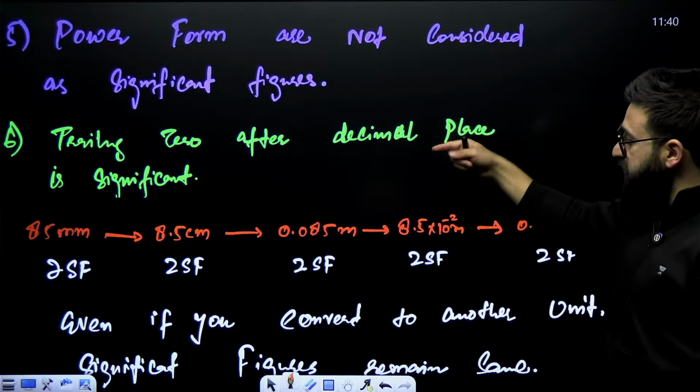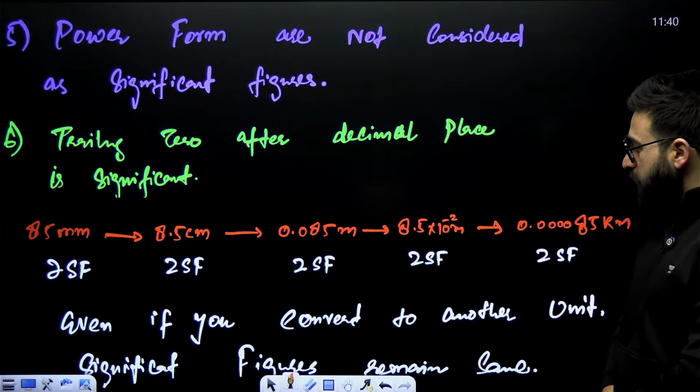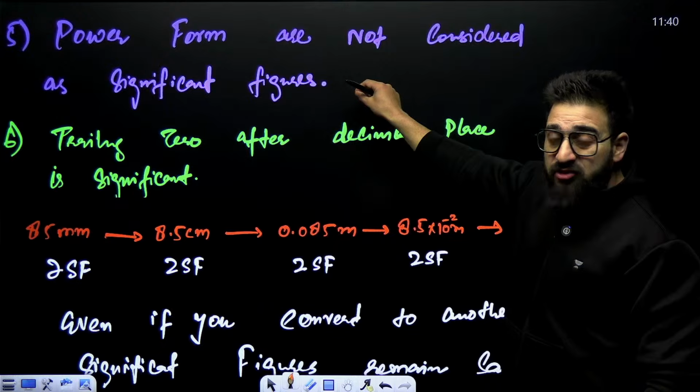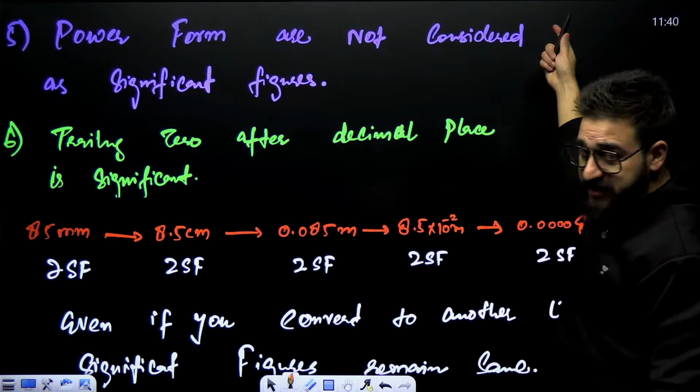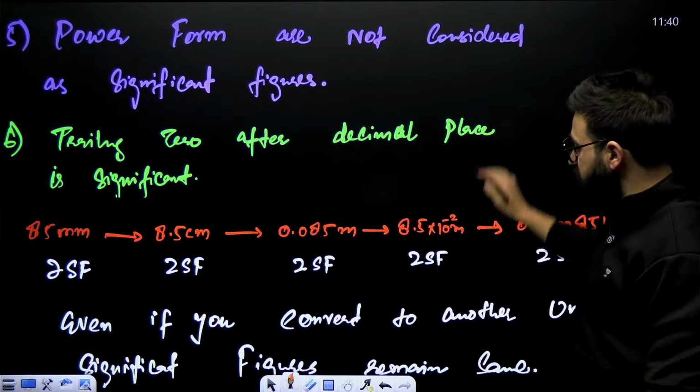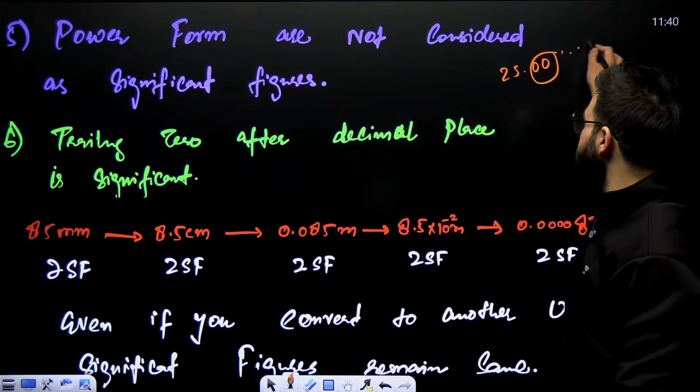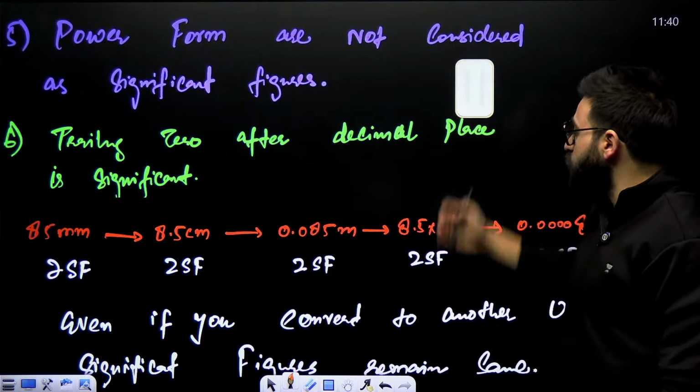Trailing zeros after the decimal are significant. My dear friends, if you have zeros after the decimal, we consider those as significant. Like 25.00. So significant digits: 1, 2, 3, 4. Total of 4 significant digits.